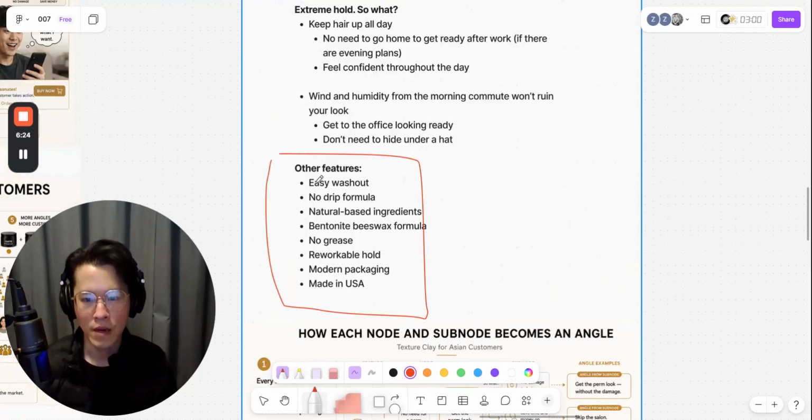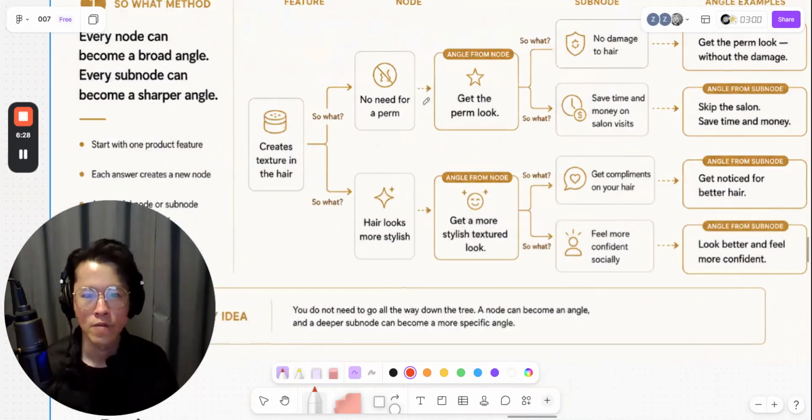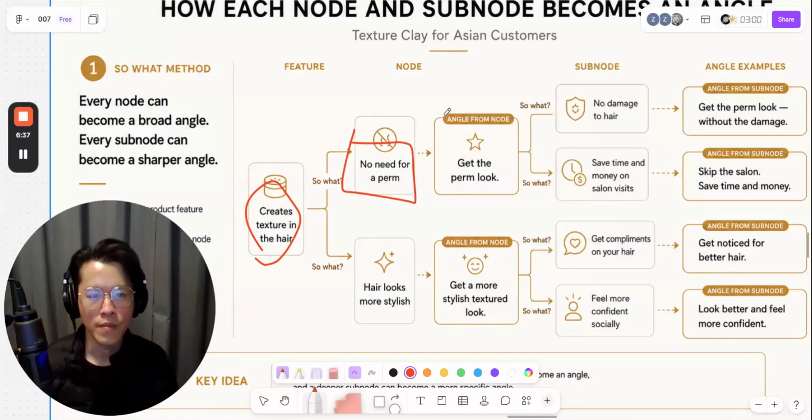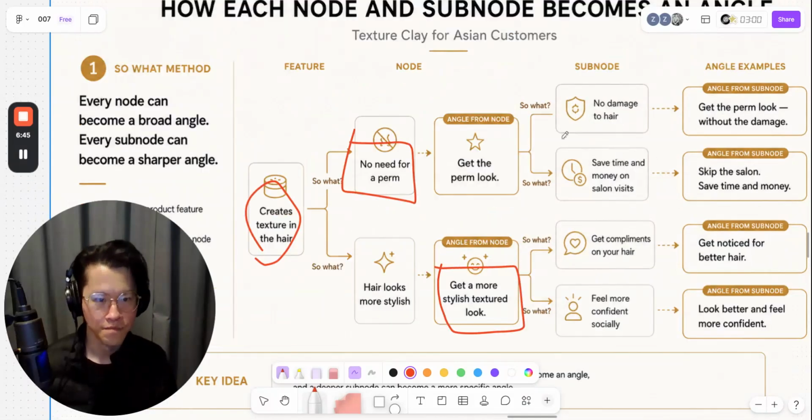Right, from just looking at the features and asking, so what? So this is a quick diagram. As you can see, the feature texture in the hair turns into no need for perm, and the angle from that is get the perm look without the actual perm. Hair looks stylish, get the stylish texture look.